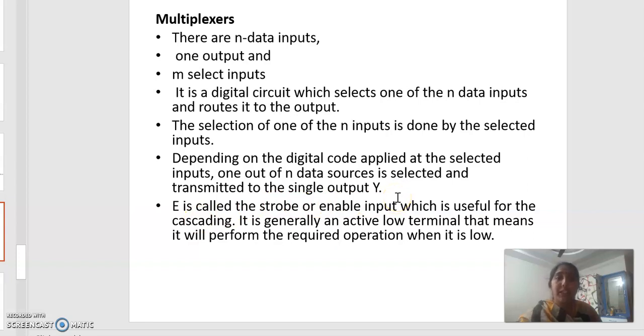Because of this, the multiplexer is widely used in computer networks, and it can also be considered a data selector. Along with the input, output and selection lines, it also contains one strobe or enable input, which is useful to cascade several multiplexers together. It is generally an active low terminal, which means it performs the required operation when it is low.